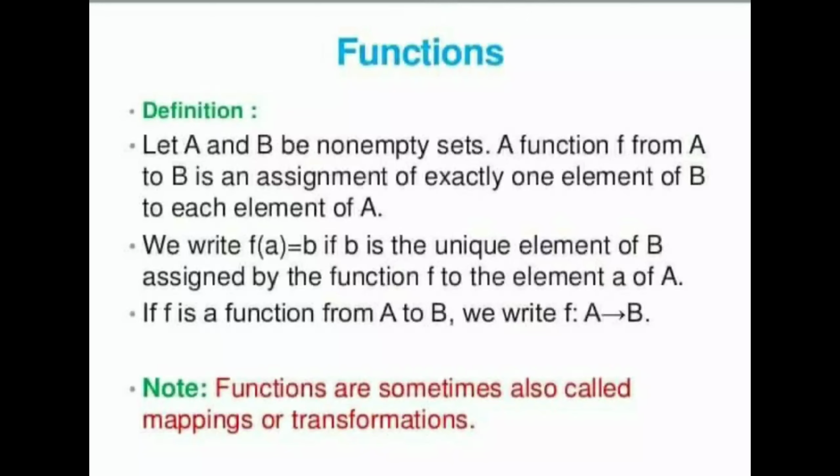For each element in set A we get exactly one corresponding element, which is called the image under f, and we get the range of f. So hope you understand what the range is, what the domain is, what the codomain is, and the range is a subset of the codomain. Here the codomain is B, so the range of f is a subset of B.